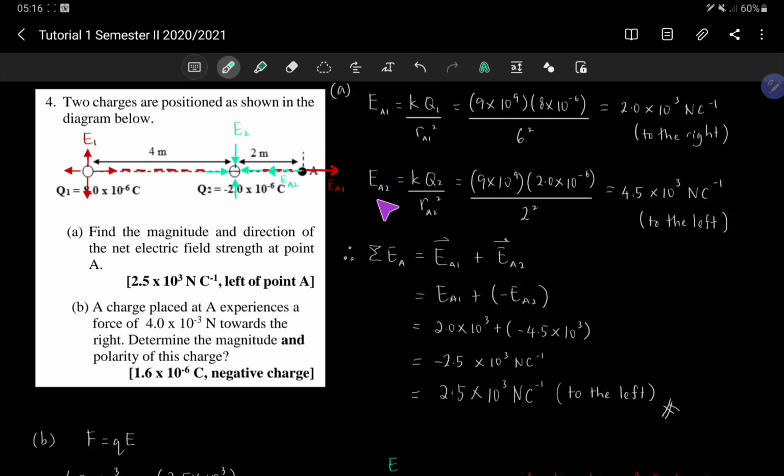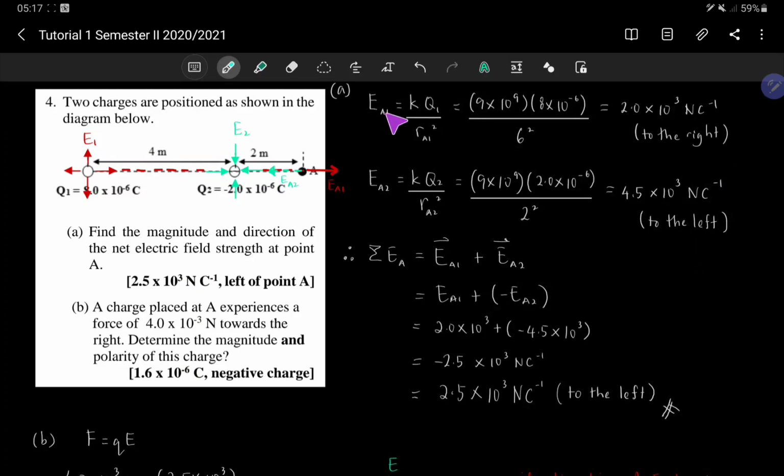Then we calculate EA2, which is KQ2 over RA2 squared. K is just a constant. Q2 is given already, which is 2 exponent negative 6. Remember, for any vector calculation, we just ignore the negative sign. Again, positive and negative represent direction only. So we just take the magnitude of Q2, and RA2 is 2 meters. Substitute, and you will get EA2, which is 4.5 exponent 3 Newton per Coulomb, again directed to the left. That's why we ignore the negative sign here, because positive and negative now represent direction.